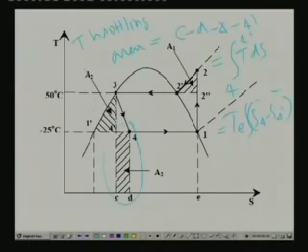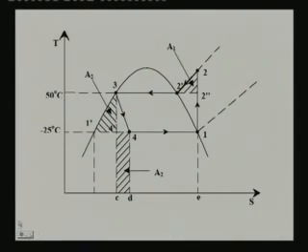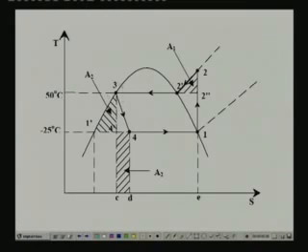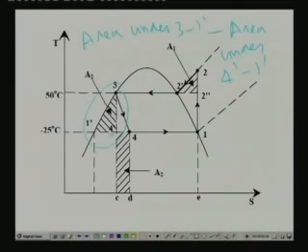You can also find out the throttling area from this side. Because if you are assuming this line to coincide with the isobar at PC, this also happens to be the throttling area. If you are calculating it from this side, this is nothing but area under 3 to 1 dash minus area under 4 dash to 1 dash, that is this area.